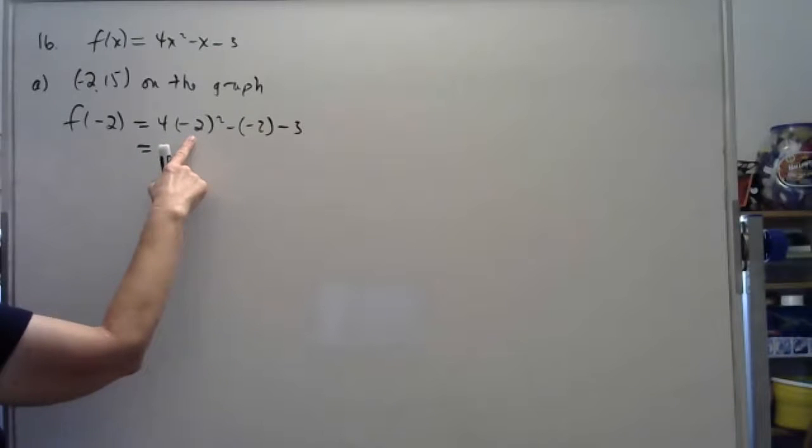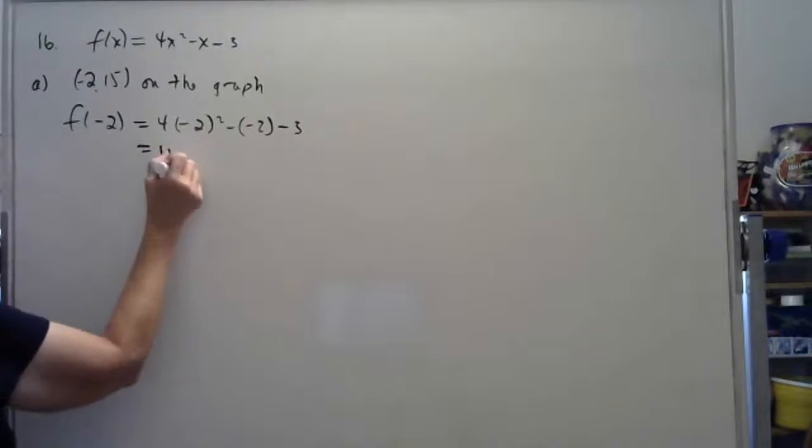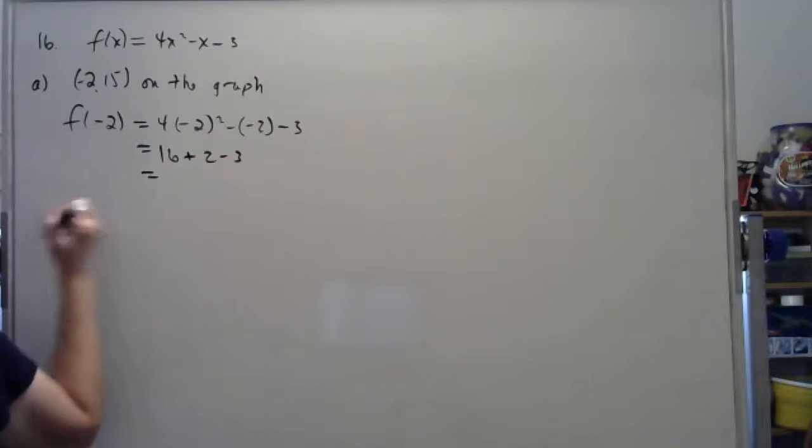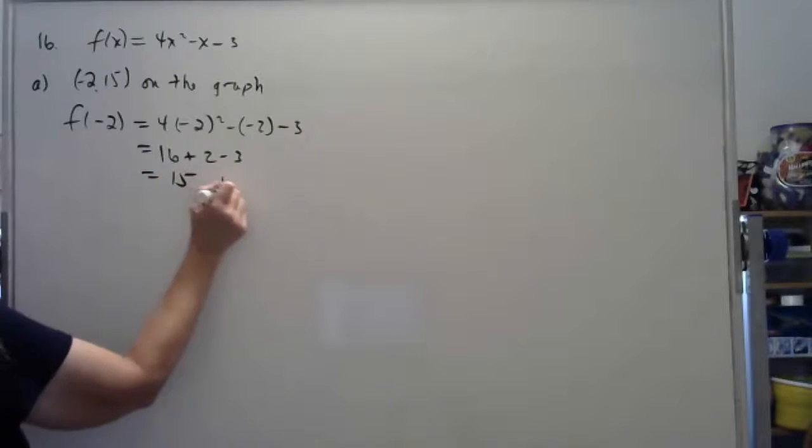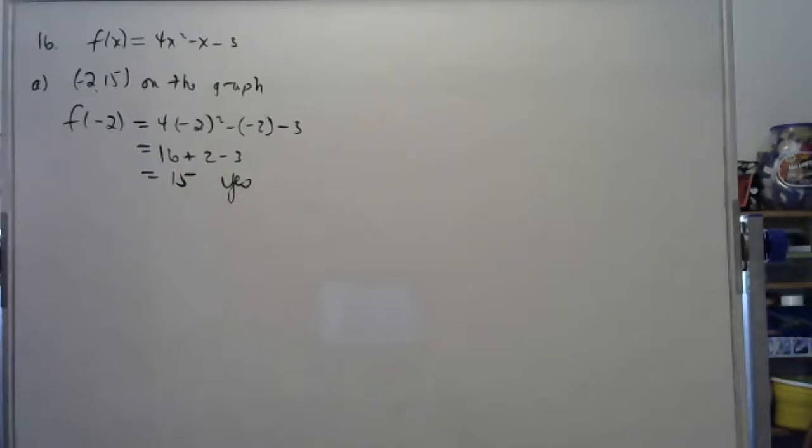So -2 squared is +4, times 4 is 16. And then minus a -2 gives me +2, minus 3. So that's 16 plus 2 is 18, minus 3, sure enough, is 15. So the answer is yes, that point is on the graph. So that's a simple plug and chug.